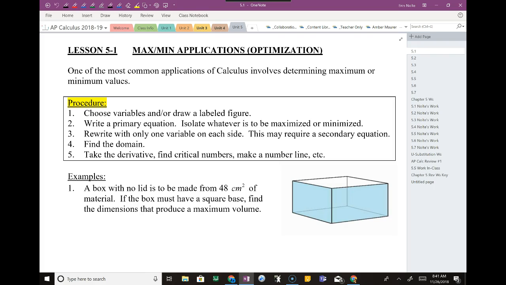Then we write it so it only has one variable. That's going to be a key piece. You only want to derive in terms of one variable. This could require the second equation, so if we're talking about a perimeter and maybe we're maxing out an area, that's where two equations come into play. You want to understand the domain, because if you're working with area, you can't have a negative amount of area. And then we find critical numbers, do our number lines, and find maxes and mins.